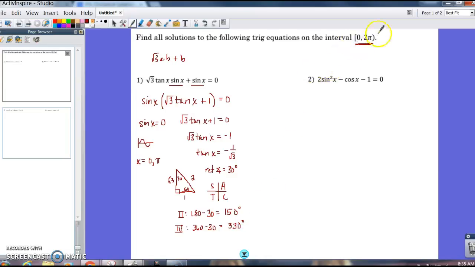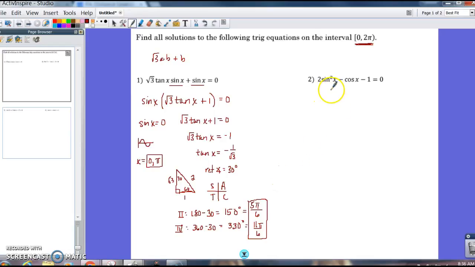Now remember, I need my answers to be in terms of radians. So if I want to convert these to radians, remember 30 degrees is pi over 6. 150 is 5 times that, so this would be 5 pi over 6. 330 degrees is 11 times that, so that would be 11 pi over 6. So my answers are 5 pi over 6, 11 pi over 6, 0, and pi. Those are my 4 answers to that problem.